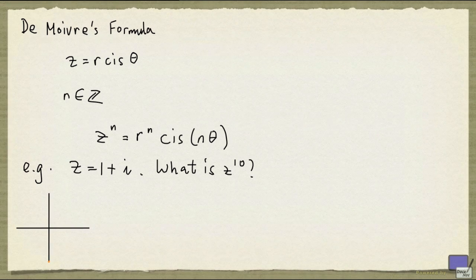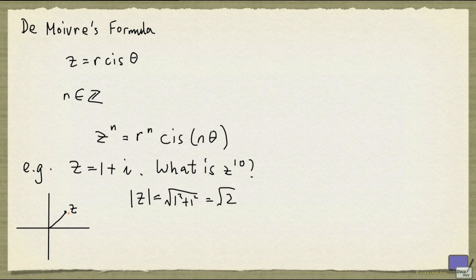You can first draw a little sketch of where this number is on the complex plane. So the real part is 1 and the imaginary part is 1. So z is somewhere here. And we can easily calculate the modulus of z, and that's just the square root of 1 squared plus 1 squared, and that's the square root of 2.